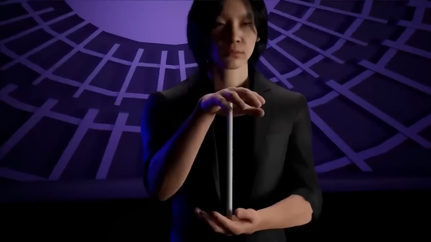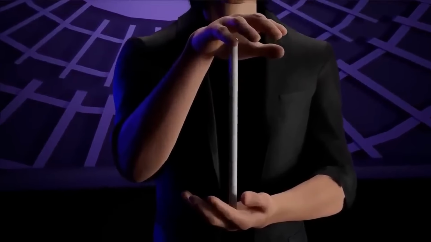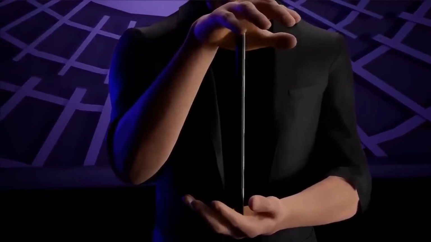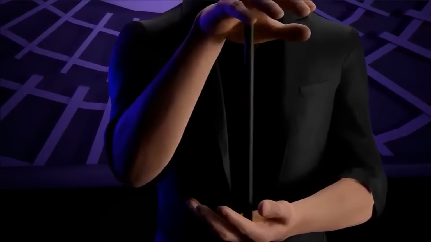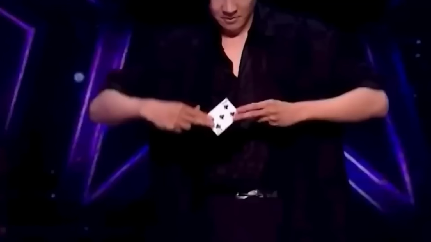After the entire ball sequence, we reach one of the most elaborate segments of the act, the card that seems to levitate and then turns into a rod before disappearing.